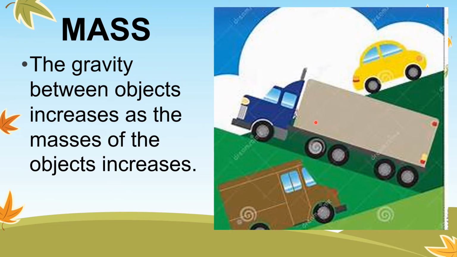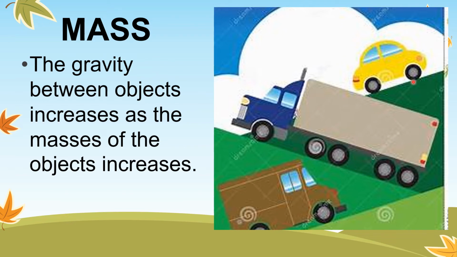We say that gravity is that everything that goes up must go down. The gravity is pulling the truck downward while it's going up. Because it has the greatest mass, that's why it's the hardest one to go up. Okay, that's mass and gravity.